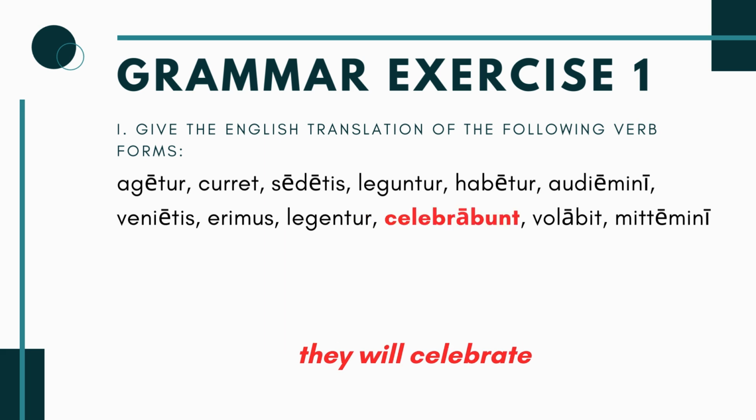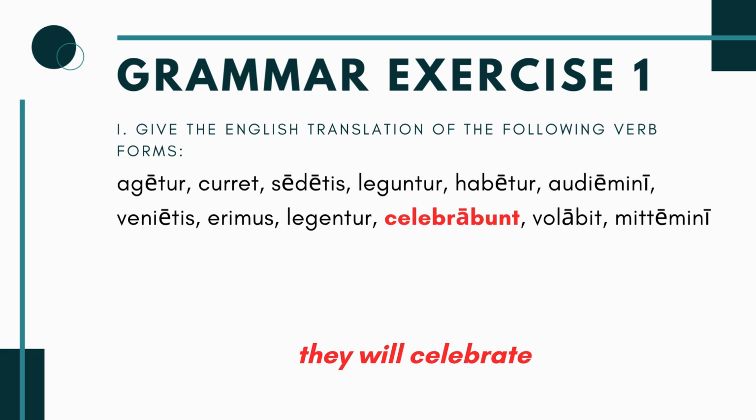Next, you have celebrabunt. Now, this verb is a first conjugation verb, and so it's using bo, be, bu here. The bu at the end makes it future tense. The nt is the active voice verb ending, so it's just third person plural. Celebrabunt means they will celebrate.